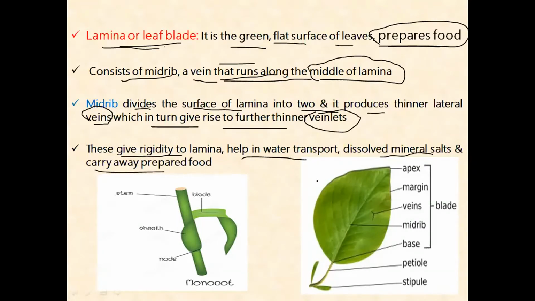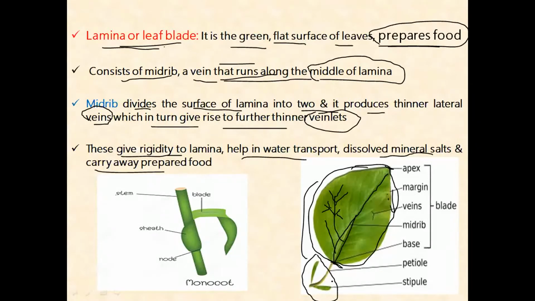In the figure, this is the dicot leaf. This big green structure is known as lamina or leaf blade. This is the leaf apex. These are the margins. This is the main vein, the midrib. So the midrib divides the lamina into two, and from the midrib, thinner veins are produced, and from these veins further thinner veinlets are produced. These give rigidity to the lamina. This is the leaf base, and in dicots we discussed that two stipules are present.